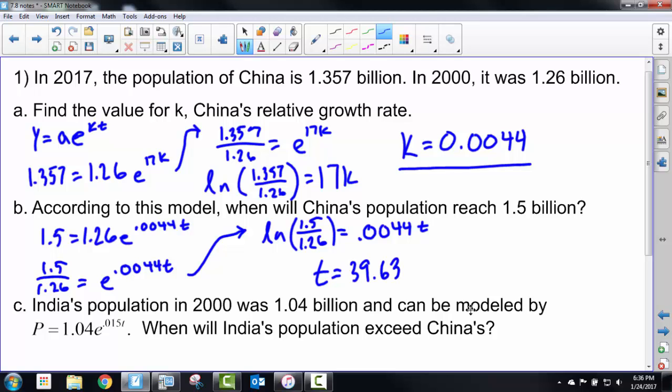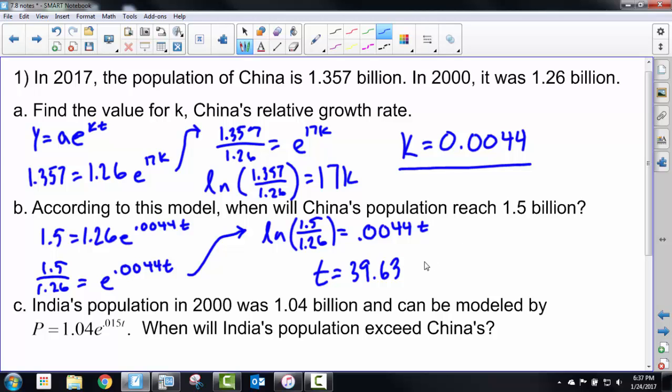A quick disclaimer here, if you use 0.0044, you'll get 39.63. If you kept the number in your calculator from step A, you could debate which of those is better. I'm not going to get worried about it too much, but your answer might be about 39.9, I believe. It's still pretty close. It's just slightly different. No big deal. Because in the end, it's saying when, so this is 39.63 years.